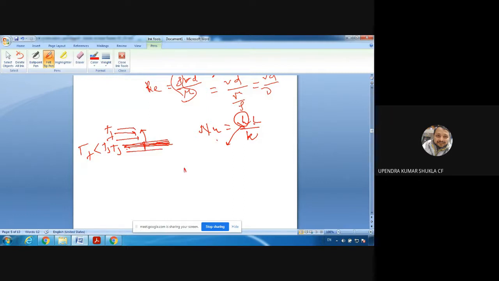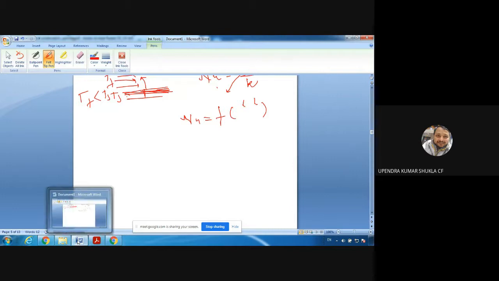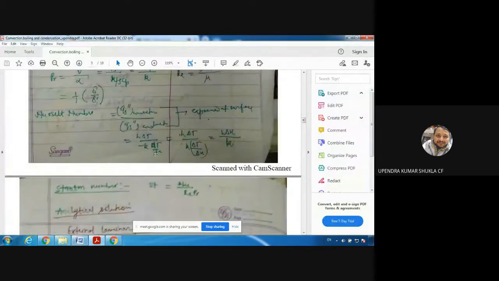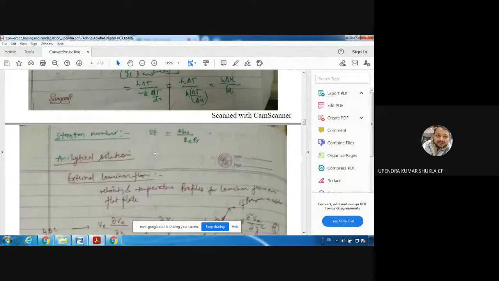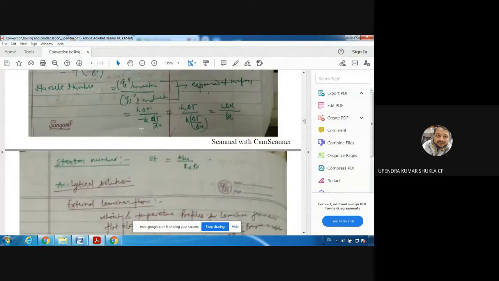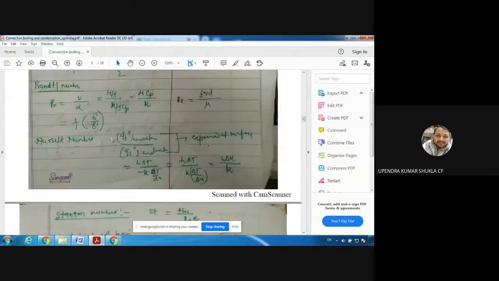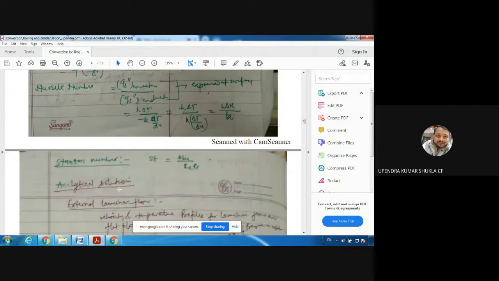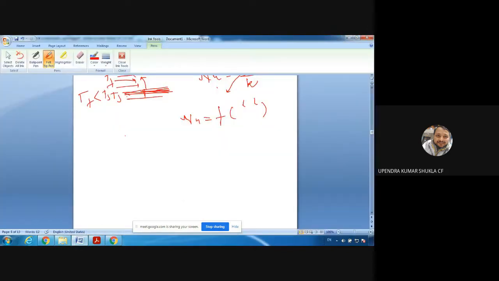Okay, so Nu must be a function of some other dimensionless numbers that I will be discussing very soon. So experimentally, what has been found? Prandtl number, Reynolds number, Nusselt number, and the combination of these. Now, Stanton number is defined from Nusselt, Reynolds, Prandtl.